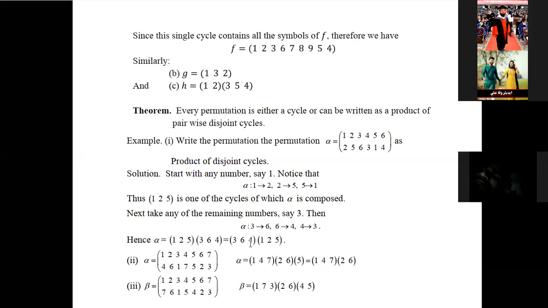And maybe write it in this way, first (3, 6, 4) and then (1, 2, 5), because disjoint cycles, I told you last time, always commute, but in general the permutation group is not commutative. But if you have disjoint cycles, they commute. That's why you write (1, 2, 5)(3, 4, 6) or (3, 4, 6)(1, 2, 5), both are the same.